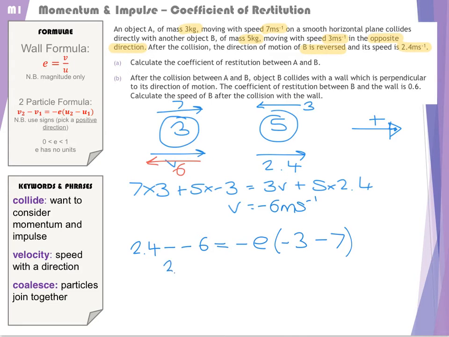We've got 2.4 plus 6 equals minus E times minus 10. So 2.4 plus 6 divided by minus 10 tells us that minus E equals minus 0.84, and therefore E must equal 0.84. And there's our coefficient. No units, of course.